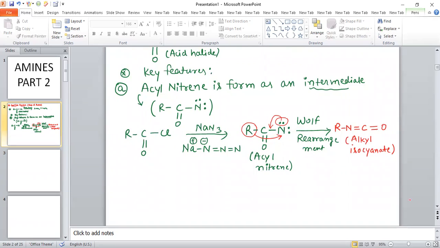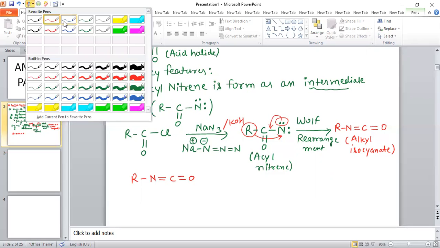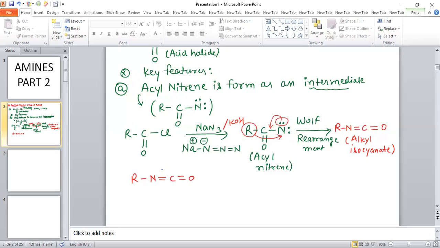Now, because we use NaN3 along with KOH, this KOH will react with this alkyl isocyanate, which is R-N double bond C double bond O. How will this KOH react? See, a more electronegative atom is attached to a less electronegative atom. So KOH has two parts: one is K positive and one is OH negative.